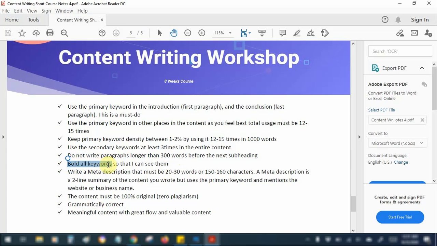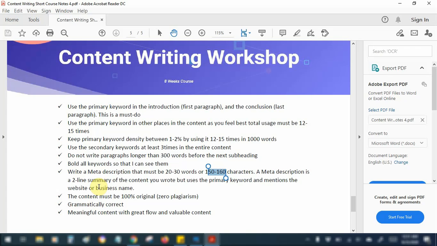Usually as a copywriter, the SEO team or whoever is proofreading your content will ask you to bold all the keywords. Your client might ask you to bold all the keywords, so do that. You will have to write a meta description, and I think I have explained this in the previous lecture: a meta description is a short summary, usually ranging from 20 to 30 words. That is 150 to 160 characters with spaces, and you have to use a primary keyword in it.